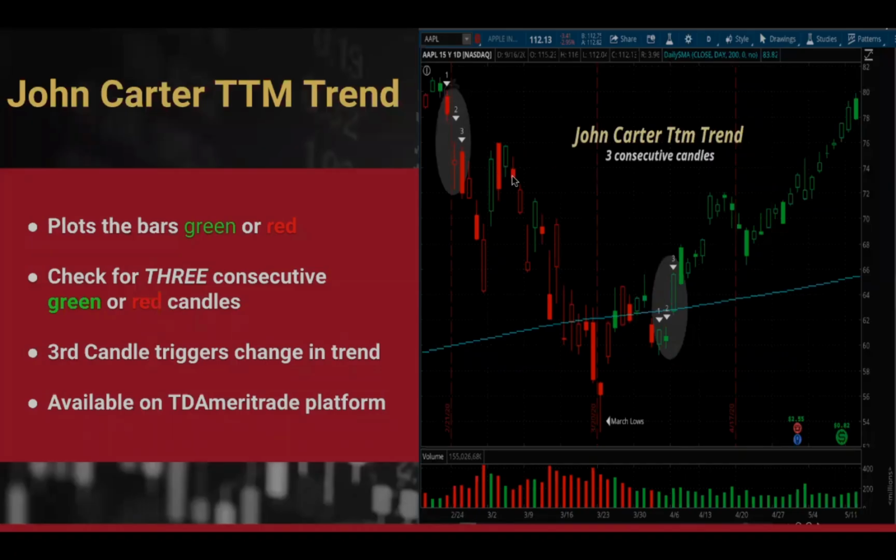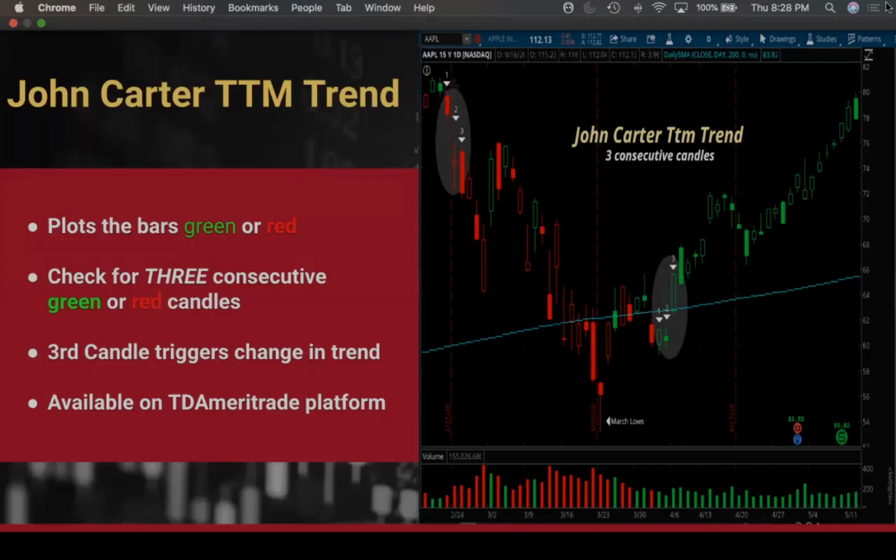Not here, because that's 1 candle, and then it went red. Then it was 1 green, and it went red. Then it was 2 greens, then it went red. Then it went green. 1, 2, 3, bam. You could have bought Apple right there, never came back. You would have made tremendous gains on Apple.